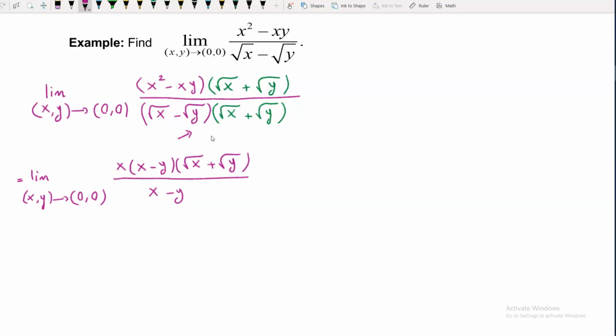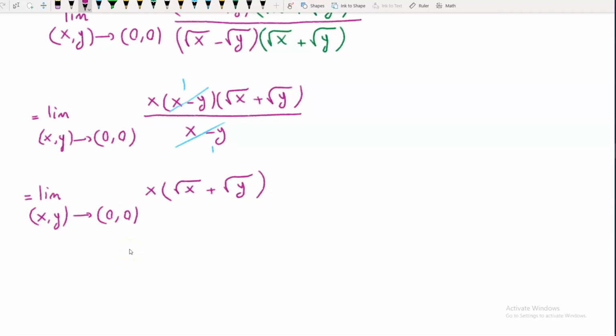And on top I factor out x, what we had in common between these two terms, it was x, so I factor out x, and that is x times (x minus y), and we write this part. Now here we can simplify, so we can cancel this part, (x minus y) divided by (x minus y). So here is 1, here is 1. So this is equal to the limit as (x, y) approaches (0, 0) of x times (square root of x plus square root of y). Now substitute x equal to 0 and y equal to 0.